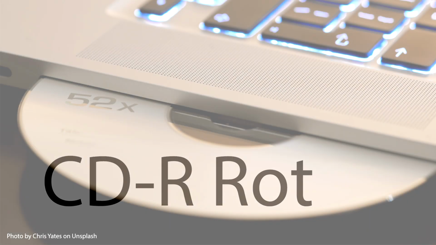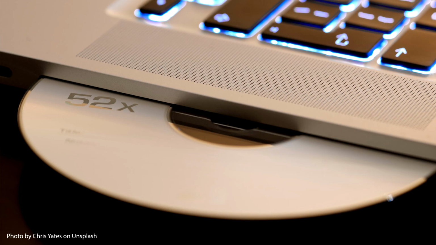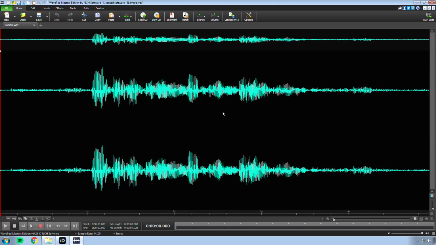CDR, that is compact disc recordables. There is a problem with them. I have discs that don't have any scratches on them. I have treated them very well. I very rarely played them. They've been kept in a climate-controlled environment. But due to their age, they have created issues. And I'm going to play two samples of what CDR disc rot sounds like.